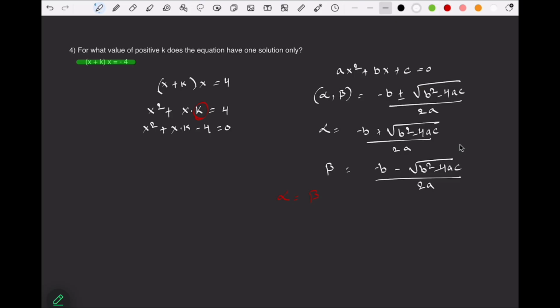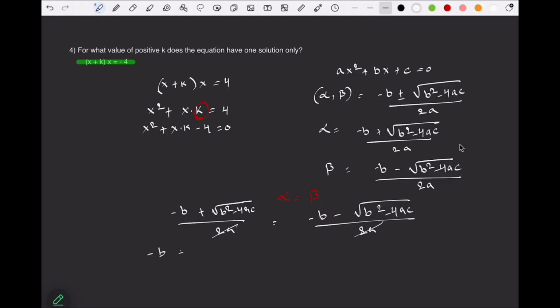So if we equate alpha and beta, minus b plus square root of b square minus 4ac divided by 2a is equal to minus b minus square root of b square minus 4ac divided by 2a. Both the denominators will cancel out each other. So the things left are minus b plus square root of b square minus 4ac is equal to minus b minus square root of b square minus 4ac. We can cancel out minus b, minus b.